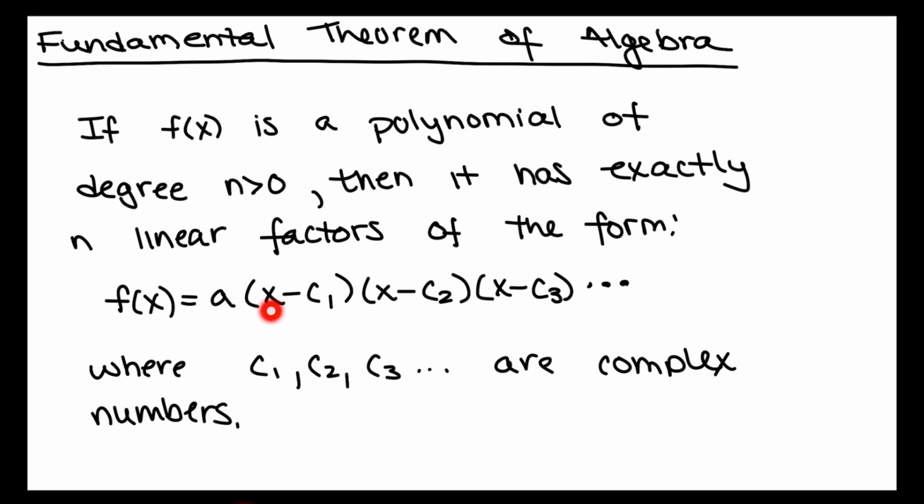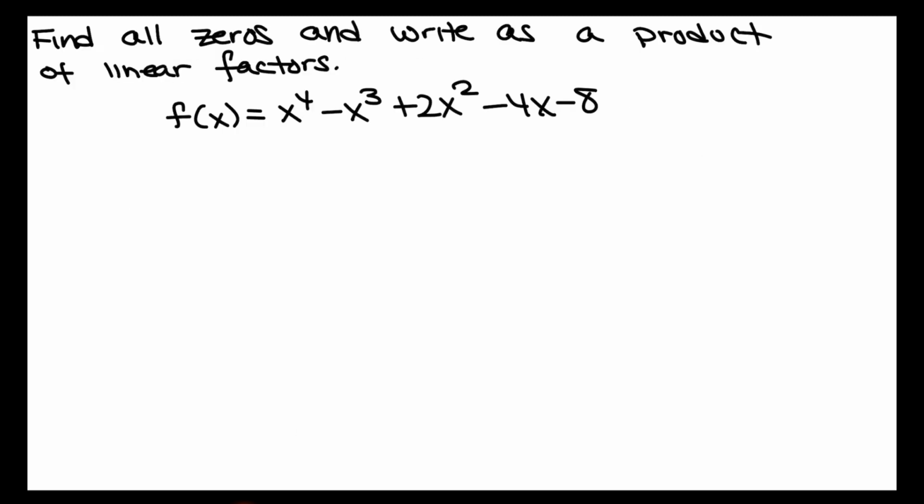And the factors are always of the form x minus a number, x minus c, where that number, c1, c2, c3, are complex numbers. So what this is saying is an nth degree polynomial can always be factored into n factors. It's just sometimes your zeros are going to be complex numbers. Not all of your zeros will be real, but we can always factor it if we allow ourselves to use imaginary or complex numbers. So here's an example.